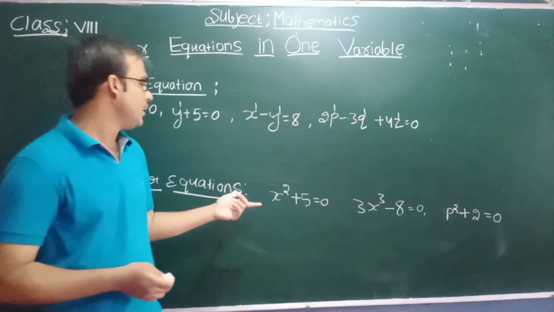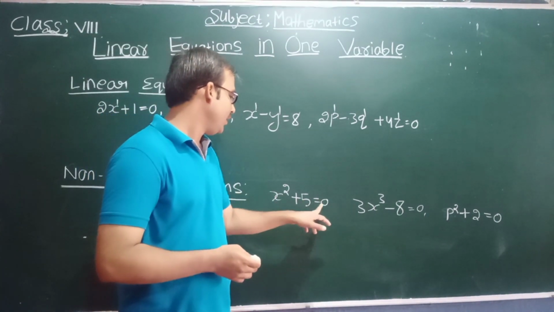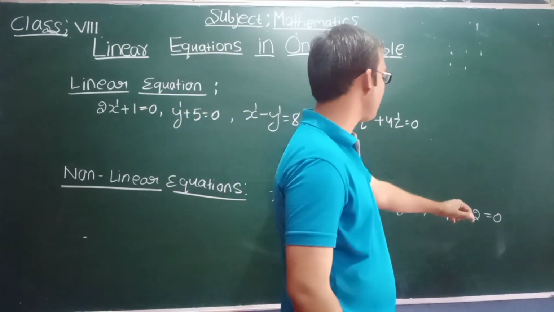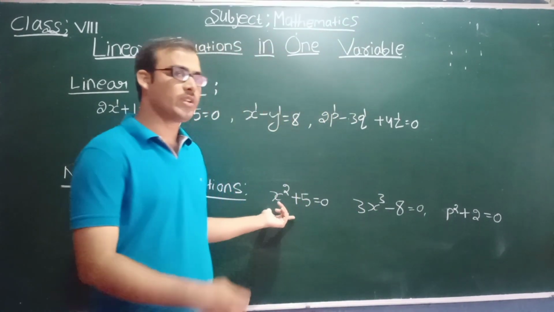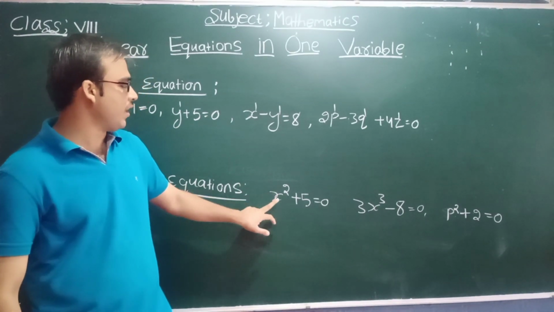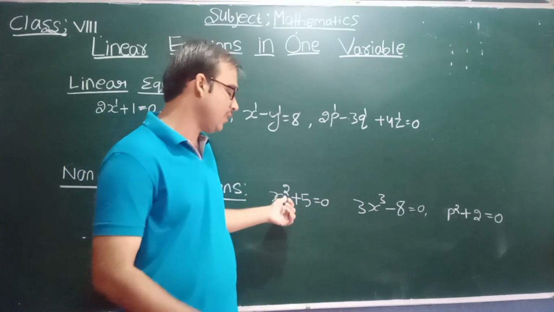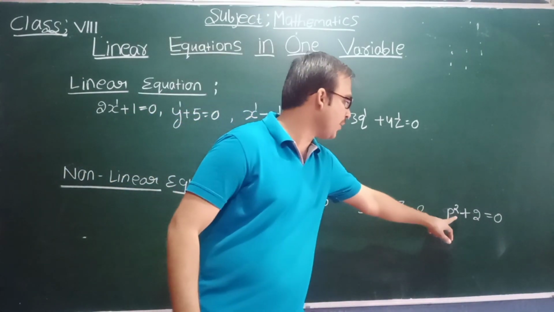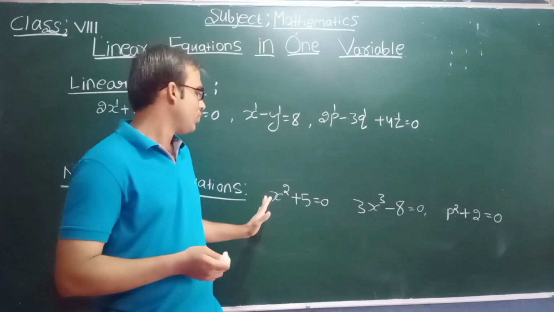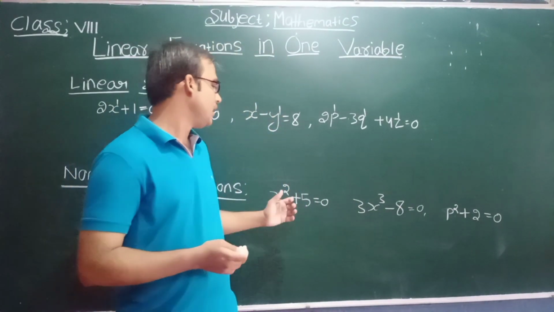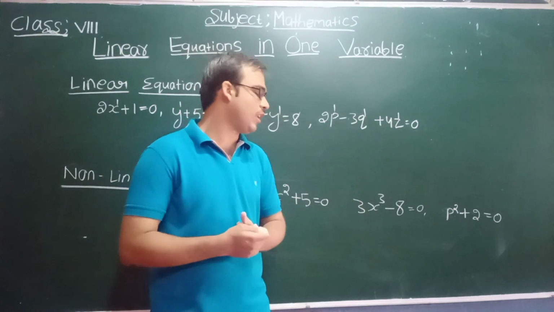Look here: x square plus 5 equals 0, 3x cube minus 8 equals 0, p square plus 2 equals 0. These are equations that are not linear. Why? Because the exponential value of the variable is 2 in the first, 3 in the second, and 2 in the third. So what are these kinds of equations called? Non-linear equations, because the highest exponential power of the variable is not 1.